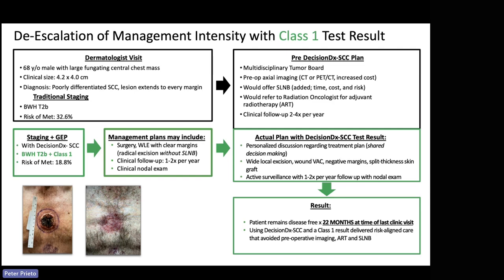Further, the reason that we know we made the right decision is that we combined the 40 GEP result with staging information to give the most accurate assessment of the patient's metastatic risk. And I'm able to treat this patient as a patient, again, with a Brigham and Women's T2A-like risk. So I'm confident that because of the superior accuracy metrics of Brigham and Women's plus GEP, as opposed to just Brigham and Women's staging alone, this gives a more accurate assessment of metastatic risk.